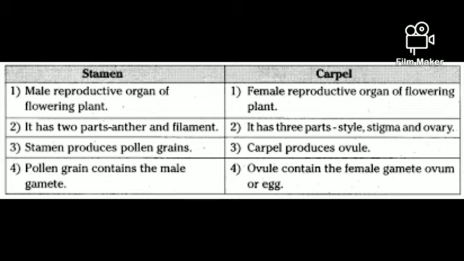Next, stamen and carpel. Stamen is the male reproductive organ of the flowering plant, and carpel is the female reproductive organ of the flowering plant. Stamen has two parts, anther and filament. Carpel has three parts, style, stigma, and ovary. Stamen produces pollen grains, and carpel produces ovules. In the stamen, the pollen grain contains the male gamete. In the carpel, the ovule contains the female gamete, ovum or egg.